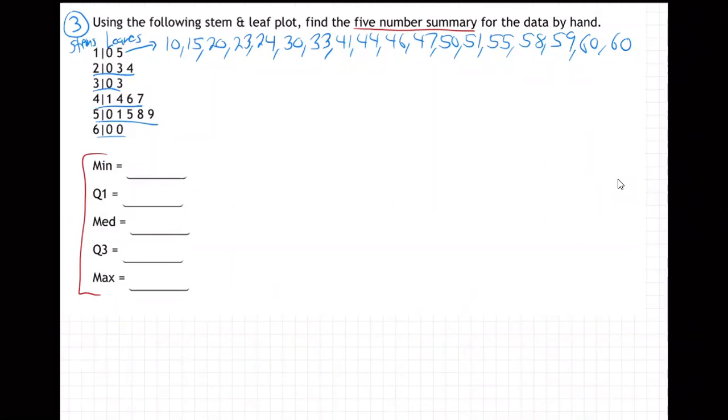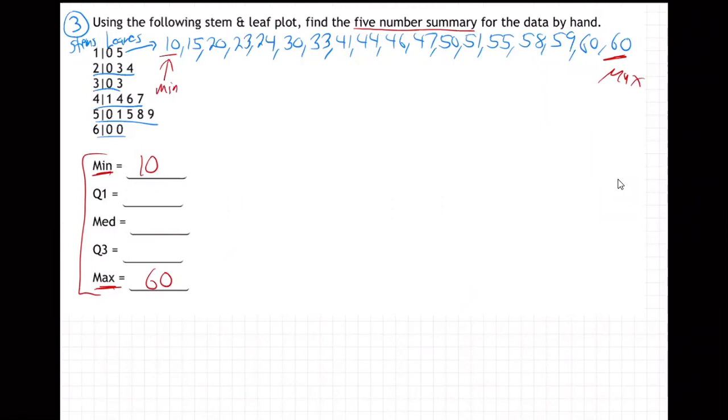Well, first off, we can find the minimum and the maximum, because that's just right here. Here's the minimum, the lowest value, that's 10, the lowest score on the quiz, and the maximum, which is right here, the highest score on the quiz. Probably it was out of 60. So we got the min and the max already. That's easy enough.